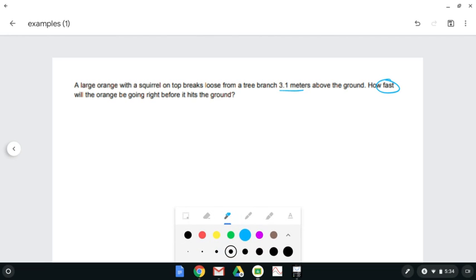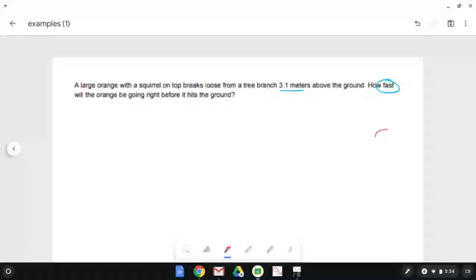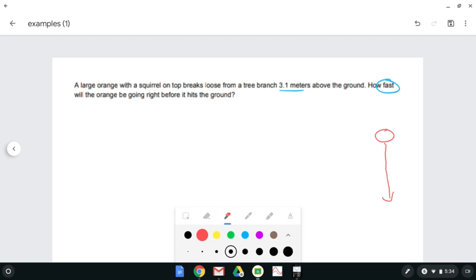All right, now if I were to draw this, here's my orange. I'm going to do it in red. It is falling straight down. I'm not even going to try to draw a squirrel on top of it. So it's falling down. So I see right away that this is in fact a vertical problem. Initially it was stuck in the tree.